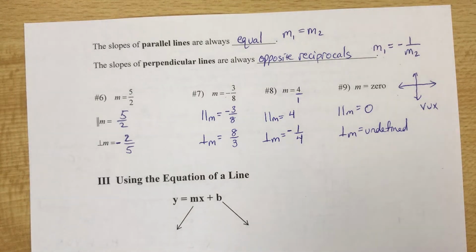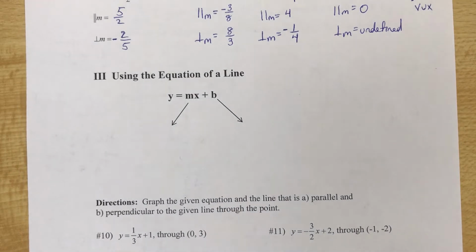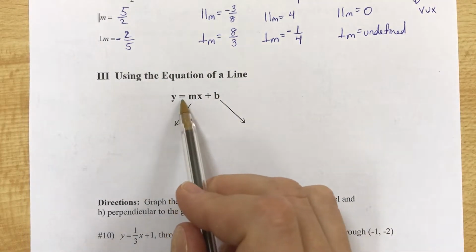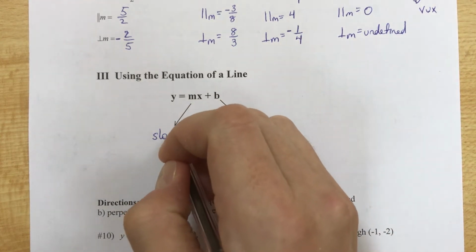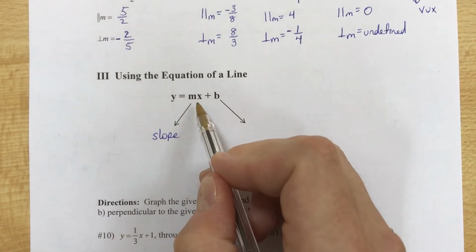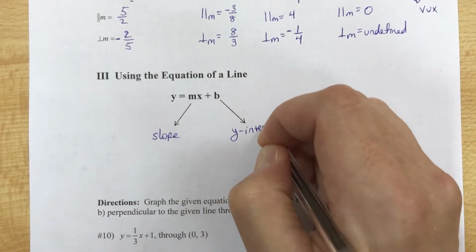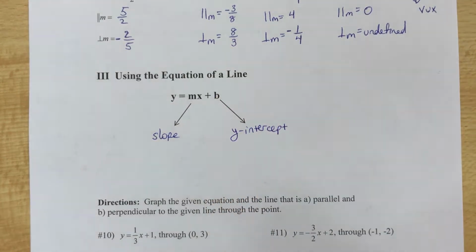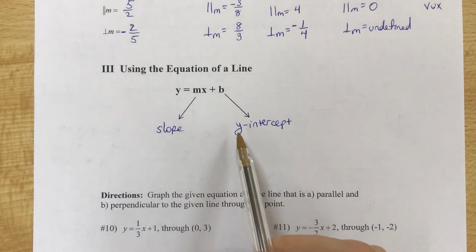All right, so we're back here for part 2, and now we're going to look at the equation of a line. Now you're familiar with y = mx + b. m is the slope. That is the number that's multiplying the x. b is the y-intercept. That's where we cross the y-axis. Okay, so a little review there for you.